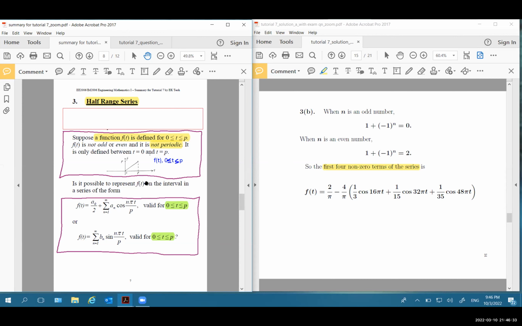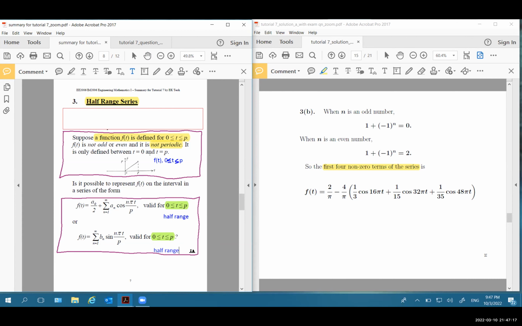So actually, this can be done. We are able to write f(t) equal to this. It's actually the Fourier cosine series. But we put it half range only, valid for t from 0 to p. So that's the meaning of half range. That's why they call it half range series. It's not overall t, but it's only for t from 0 to p. And we are also able to represent f(t) as the Fourier sine series, also half range. So this one is also half range, t from 0 to p.